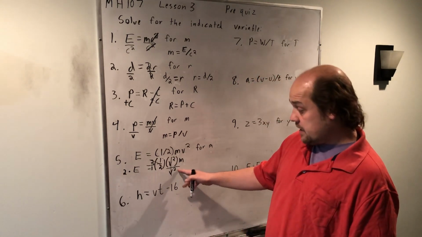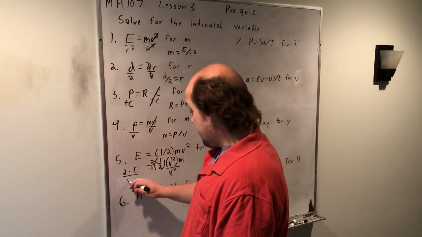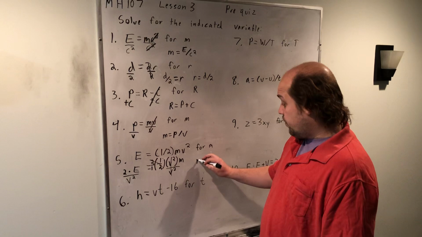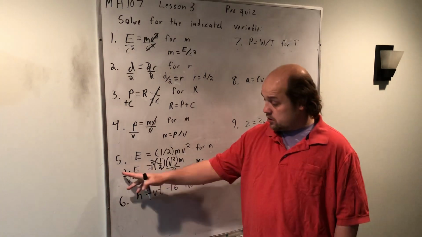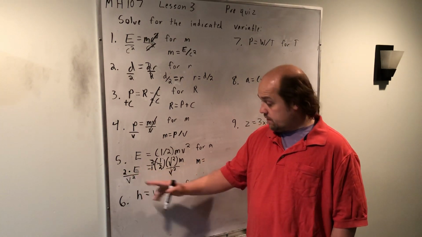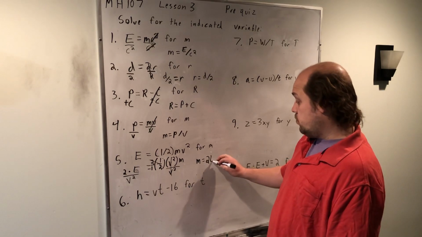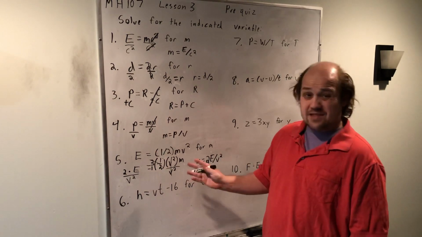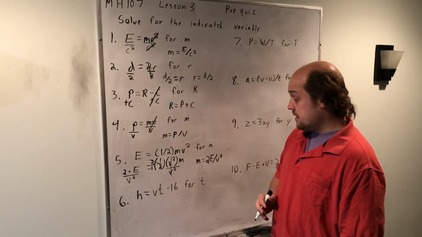Since I divided this side by v squared, I also need to divide this side by v squared. That means I'm left with m equals 2 times e divided by v squared. 2e divided by v squared. This is among the trickiest ones that are asked in this lesson.